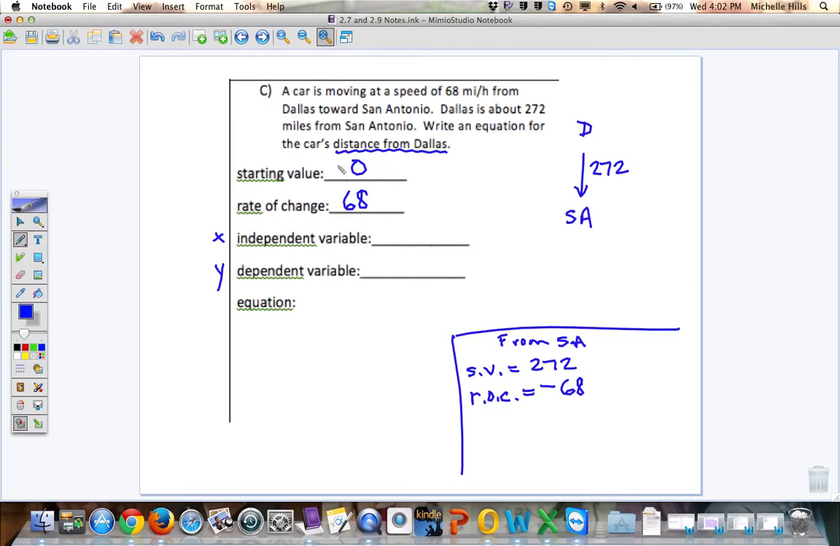My independent variable, and I'm looking and I'm saying, I don't see the word per or each in here, but I understand that this is miles per hour. So hours is going to be my independent variable, number of hours. Again, you don't like per hour for independent variables, number of hours. Dependent variable. Well, my equation, I start at 0 and I'm increasing by 68 miles for every hour. So ultimately what this is going to tell me is the distance from Dallas.